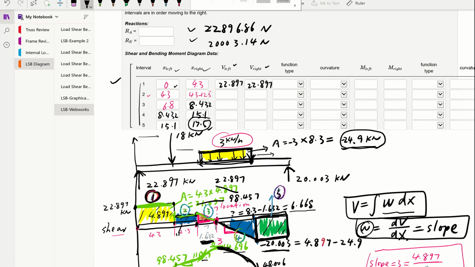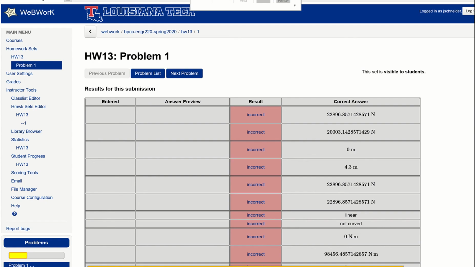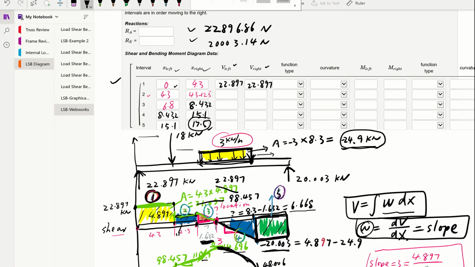And what's this function type? This is going to be, if you click on that, let's see if I can get back to that. You're going to call it a linear, okay? So this is going to be, click on that, it's a linear. And a curvature, I mean, does linear have a curvature? No, it's going to be no curvature.